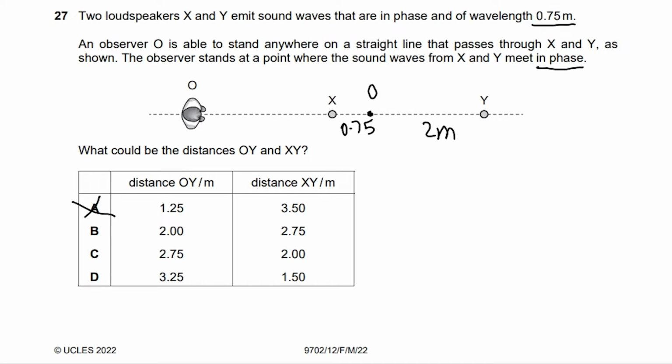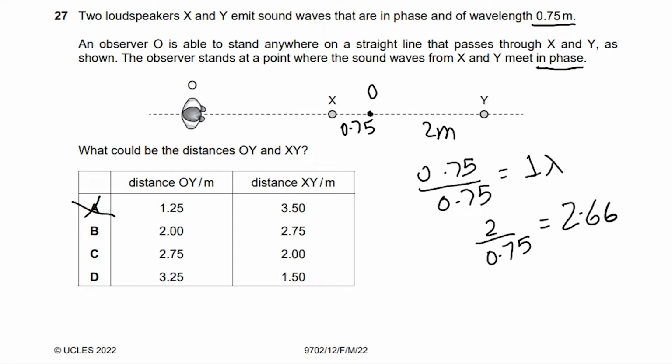0.75 divided by 0.75 is 1 wavelength. 2 divided by 0.75 is 2.667 wavelengths. Now if you subtract 1 from 2.667, you will get the answer 1.667 wavelengths. Now obviously B can't be the answer because the answer must be a whole number of wavelength. The path difference is not a whole number of wavelength.